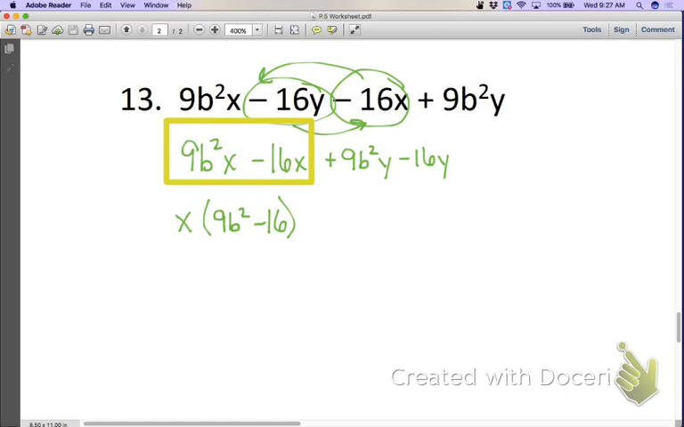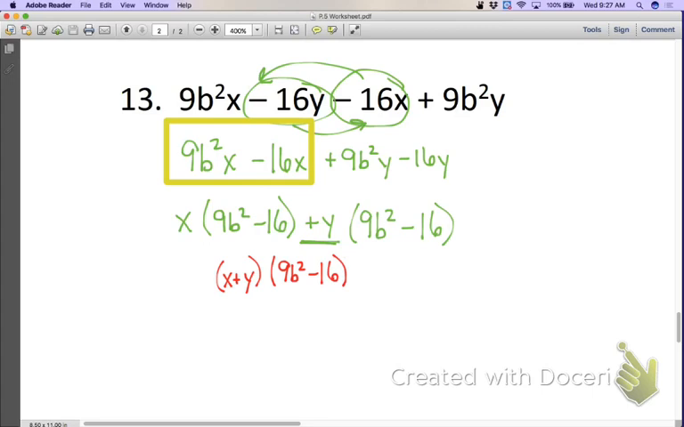Now, since I'm doing it by grouping, that means that I should have 9b squared minus 16 here. Am I going to? Yeah. Okay. What is going to go in front of it and kind of fill that hole? Plus y, right? So, as I rewrite this, I'm going to have x plus y times 9b squared minus 16. Now, am I finished?